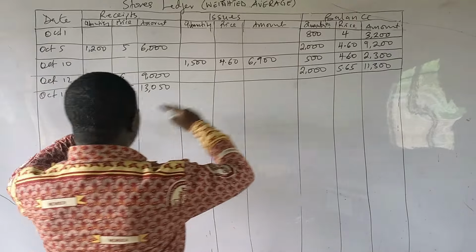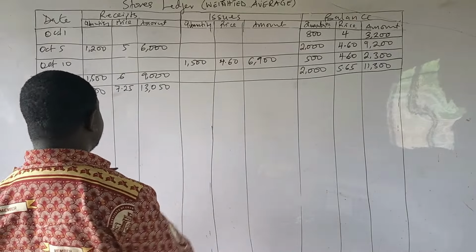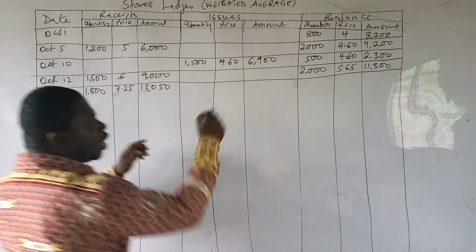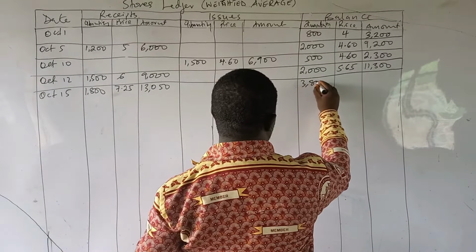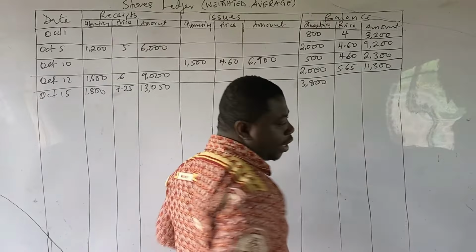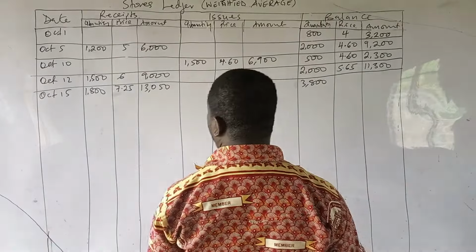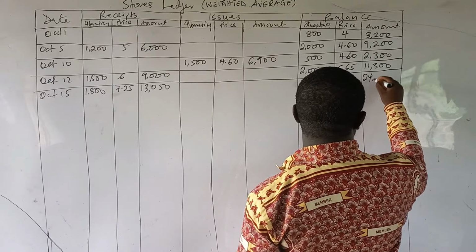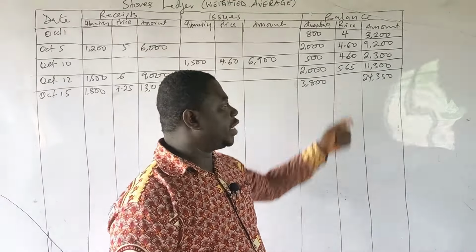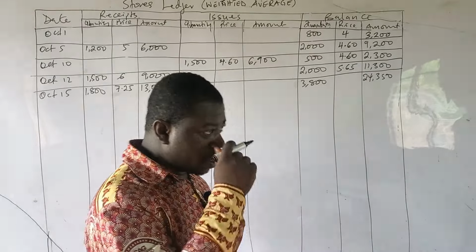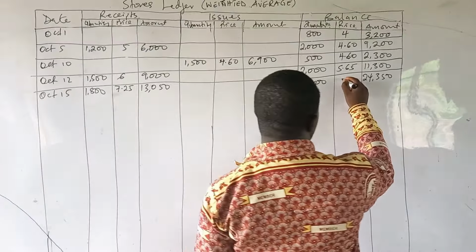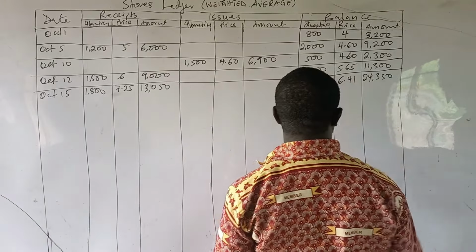Add the two quantities, add the two amounts. So 1,800 plus 2,000 gives us 3,800. And then we add 13,050 and 11,300. And that is going to give us 24,350. So to find the new updated weighted average price, you divide. And once you divide by the quantity, you have 6 cedis, 41 pesos.